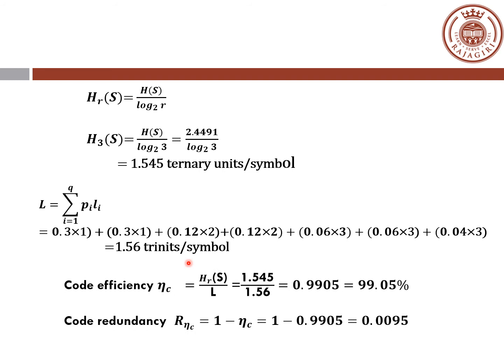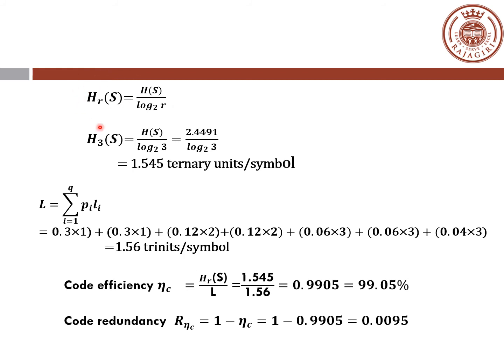So multiply each code length with its corresponding probability, and the sum is called L. Now code efficiency, as we have seen, is HR of S by L. We've got it as 99.05, whereas code redundancy is 1 minus the code efficiency value. Here the point to be noted is that the code efficiency increases as you increase the code radix. It's a ternary code. You can see that the code efficiency has improved.